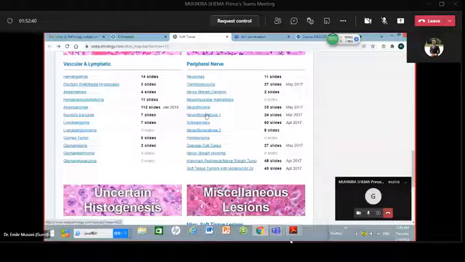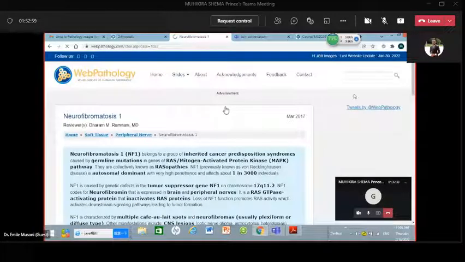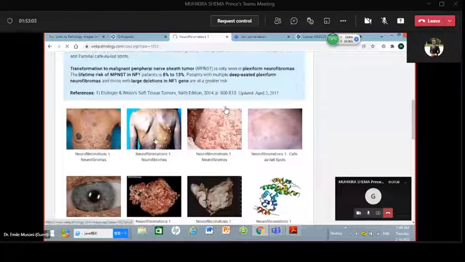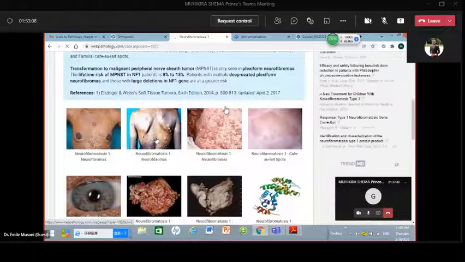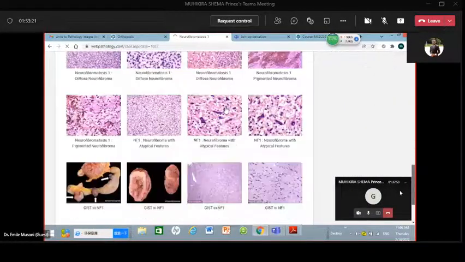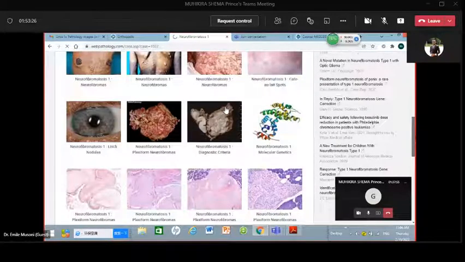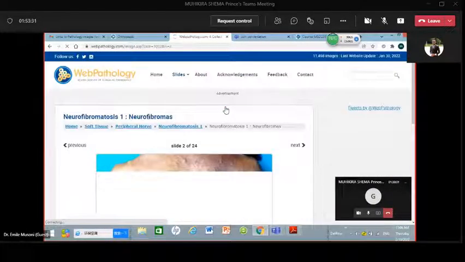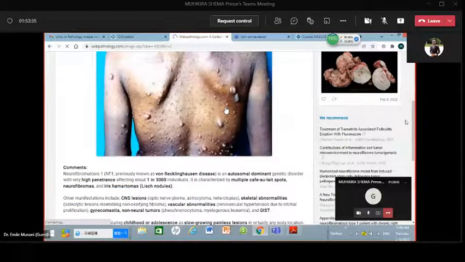Another image you must see is Neurofibromatosis 1. You see the image of those neurofibromatosis 1, the image of café au lait spots. So you must keep in mind this image, café au lait spot. These are neurofibromatosis. So in your clinical practice, you meet those people with those café au lait spots.